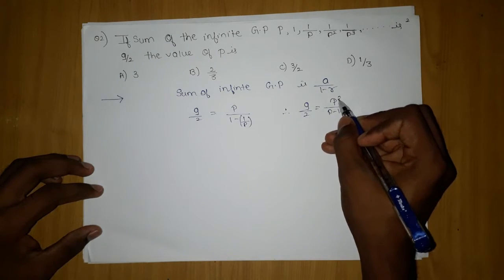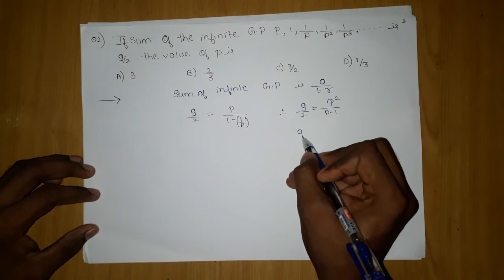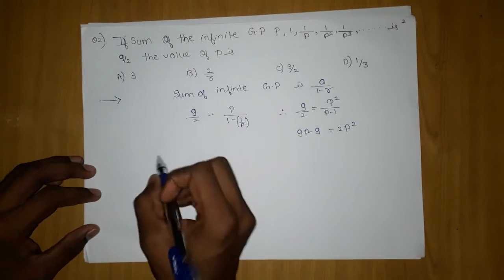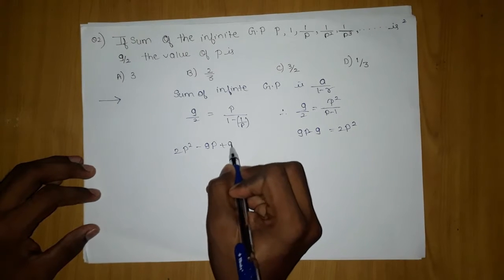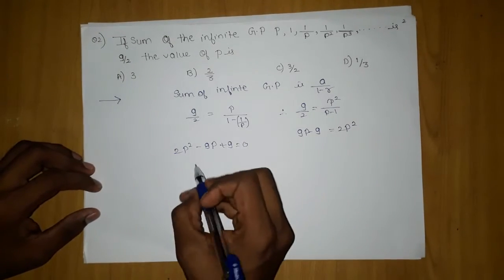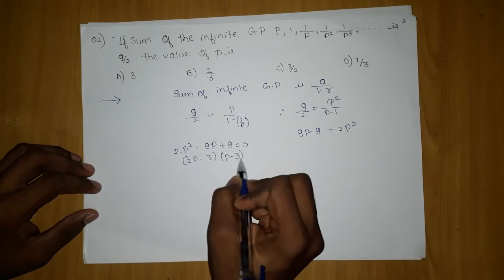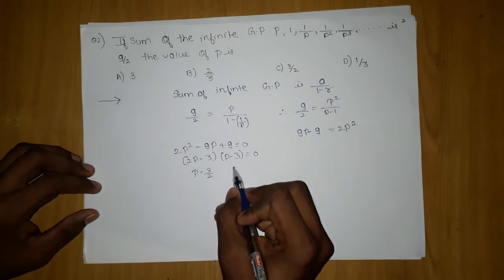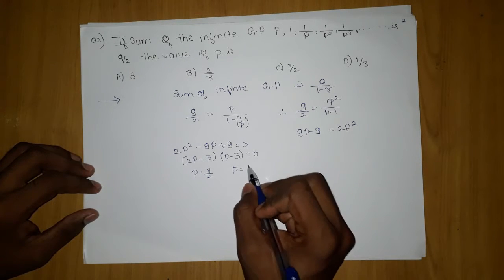Here p will move, which will become p square. So we will just cross multiply. We will get 9p minus 9 equals 2p square, giving me finally 2p square minus 9p plus 9 equal to 0. Now we need to solve this. If we solve, we get 2p minus 3 times p minus 3 equal to 0, getting p equals 3 by 2 and p equals 3.